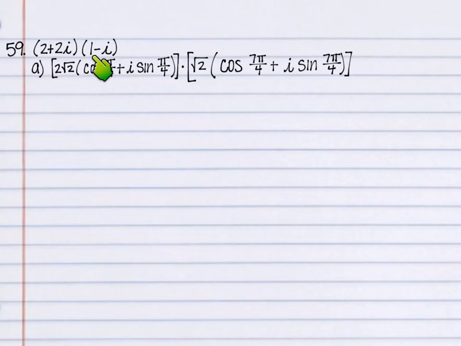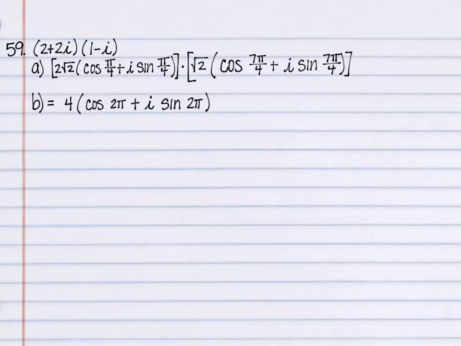And for the second complex number, we have a 1, negative 1, which means we're going to have a radius, or the modulus, of root 2. And if we went over 1 and down 1, that's going to put us in quadrant 4, so we're going to get 7 pi over 4.